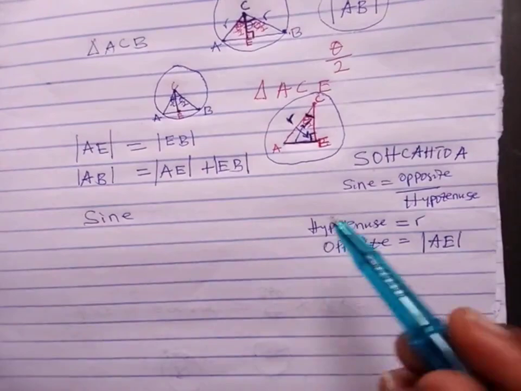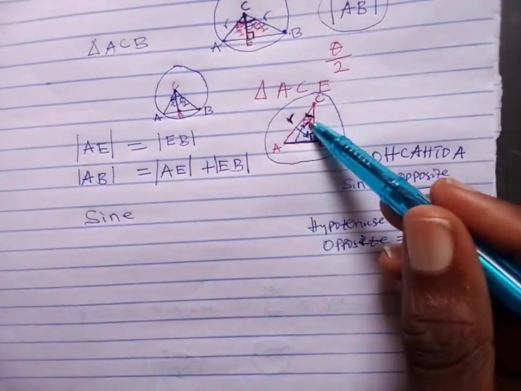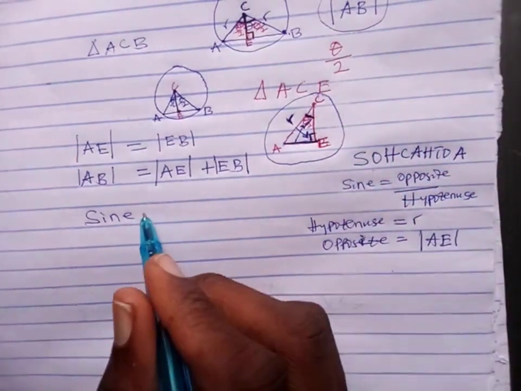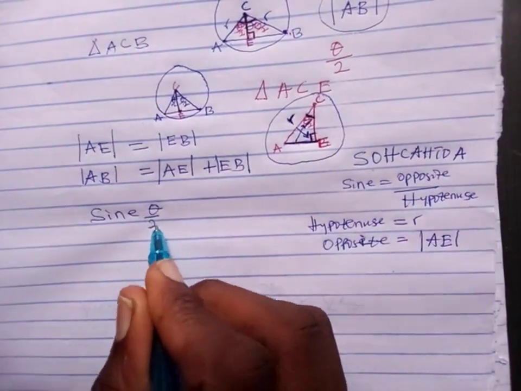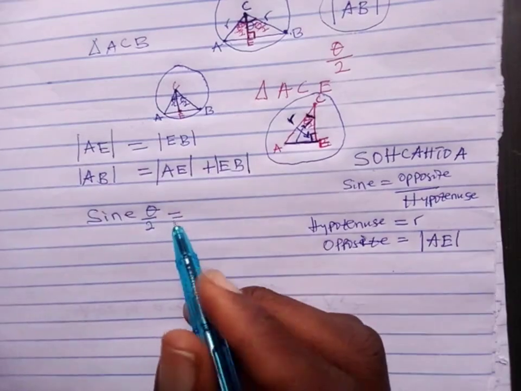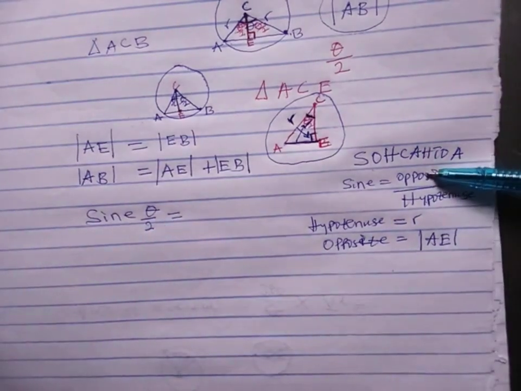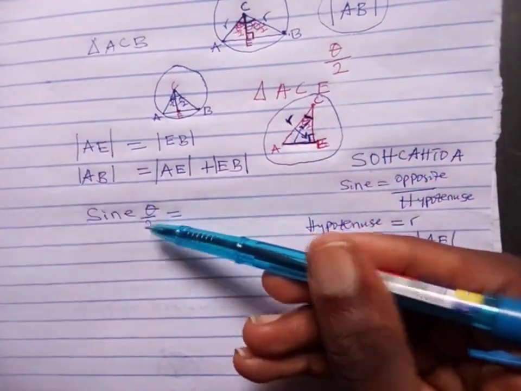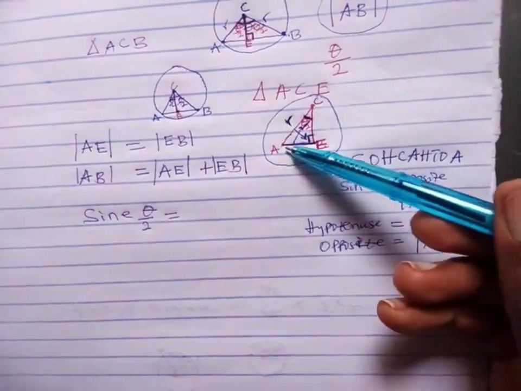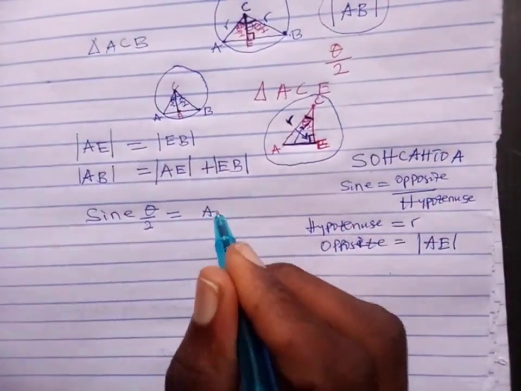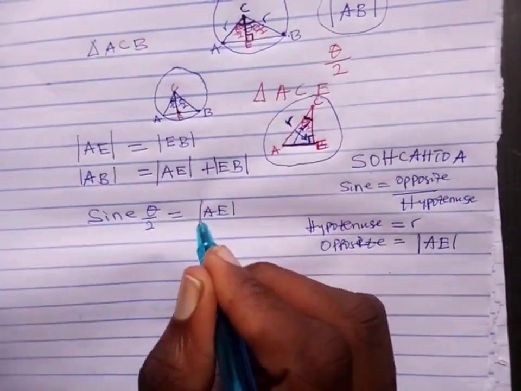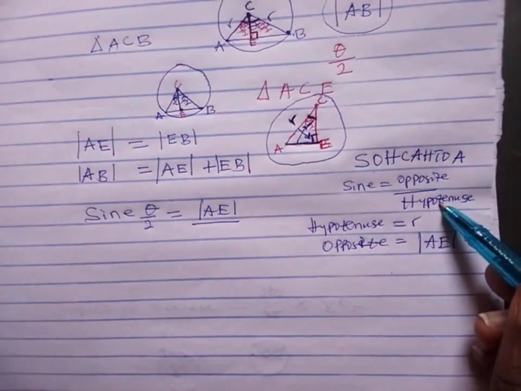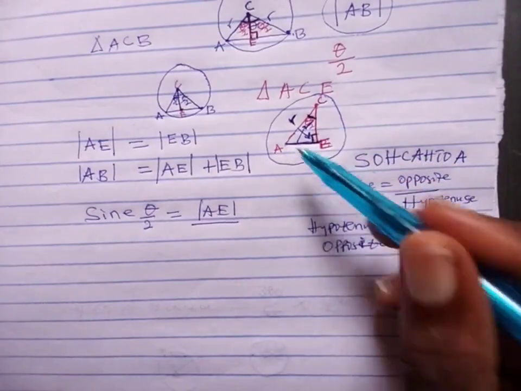It then follows that the sine of the angle included in this triangle, sine theta over 2, is going to be equal to opposite over hypotenuse. Where is the opposite? Opposite to this angle theta over 2 is line AE. Line AE divided by the hypotenuse, and this is the hypotenuse, R. That's the formula for sine.